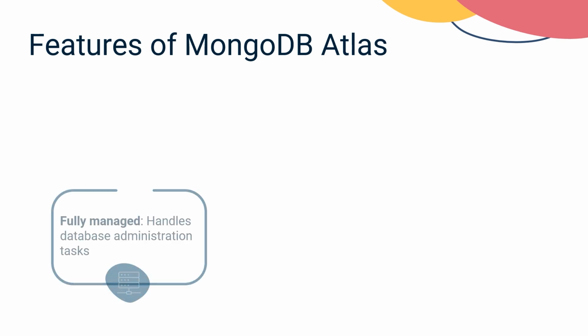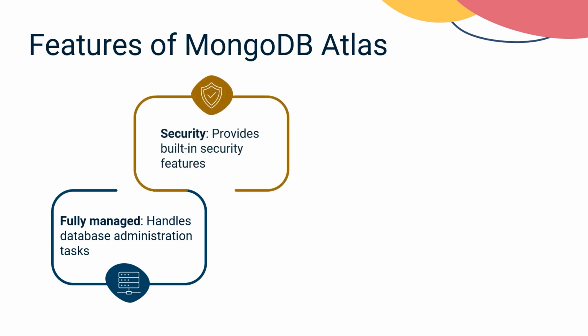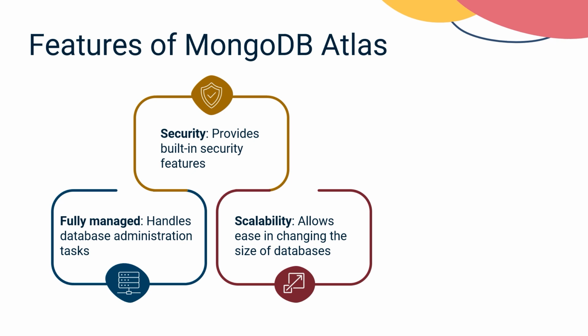MongoDB Atlas is fully managed and automatically handles database administration tasks, such as backups, monitoring, and scaling. MongoDB Atlas also offers built-in security features, such as encryption, role-based access control, and authentication that secures data. The next feature is scalability. MongoDB Atlas enables users to change their database size easily, without downtime.